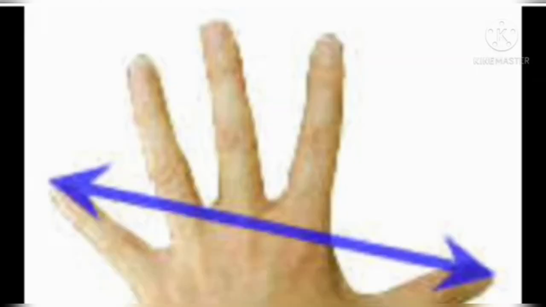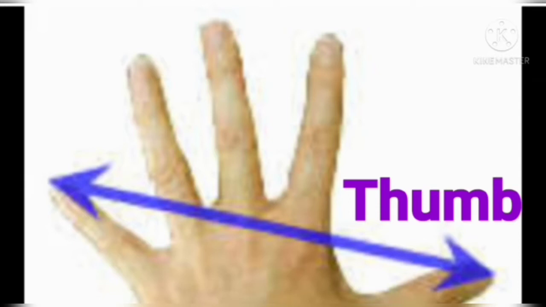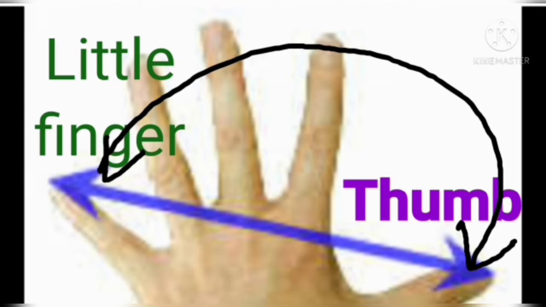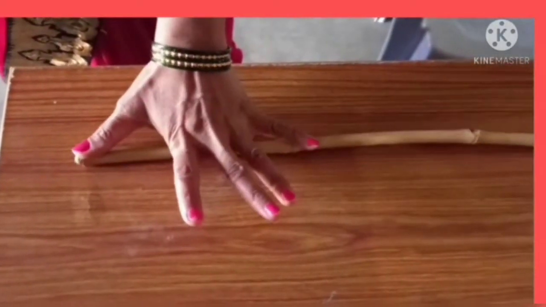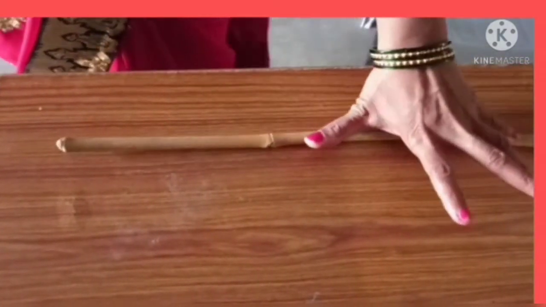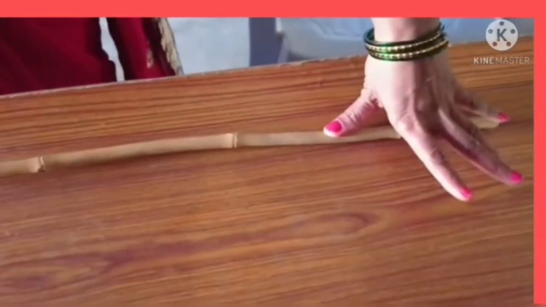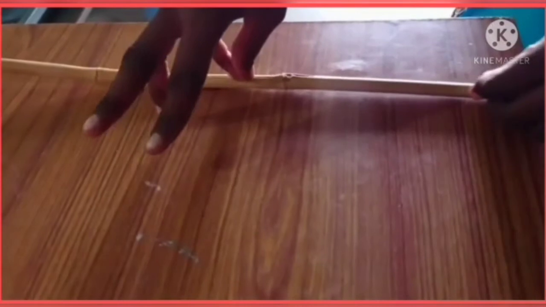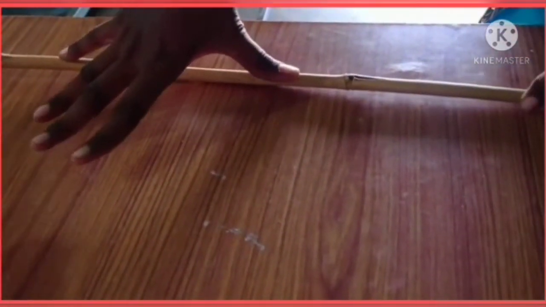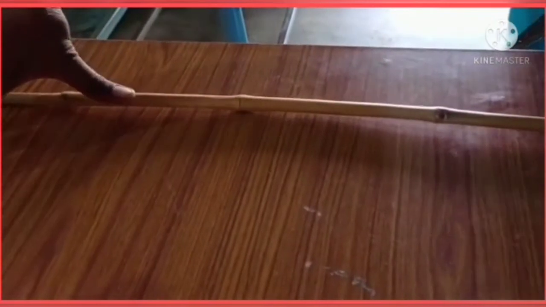Handspan is the distance between the tip of the thumb to the tip of the little finger of an outstretched hand. Let us now learn how handspan is used to measure the length of the stick. According to my handspan measurement, the length of the stick is 3 handspan. Now, let me ask my friend to measure the same stick. Now, the length of the stick is 2.5 handspan.